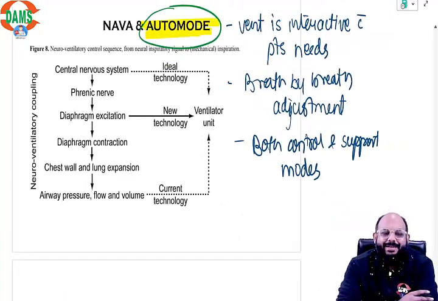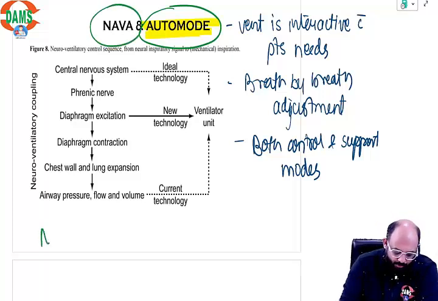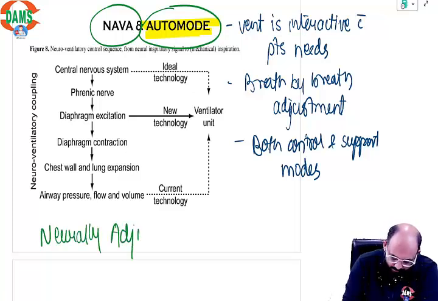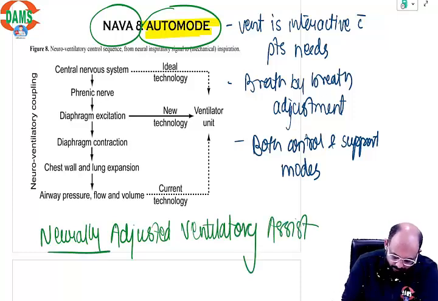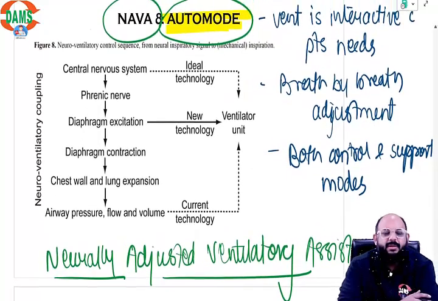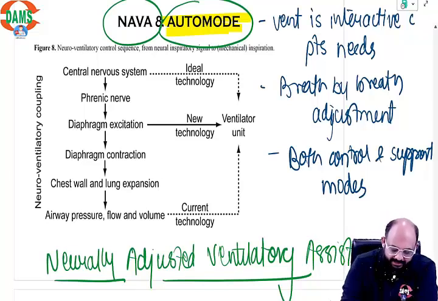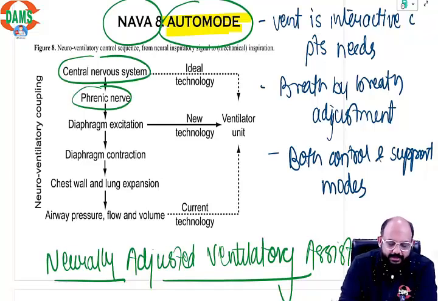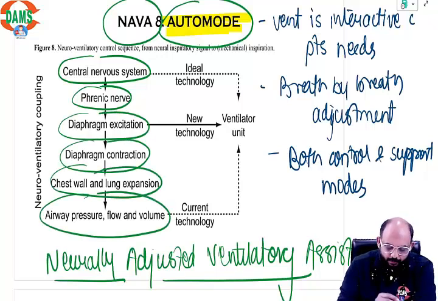But the most exciting is this NAVA, which is a neurally adjusted ventilatory assist. NAVA. Now let's try and understand. The initiation of the breath happens in the brain, central nervous system, which sends the signal to phrenic nerve, which causes diaphragmatic excitation, contraction, chest wall expansion, airway pressure, flow and volume.